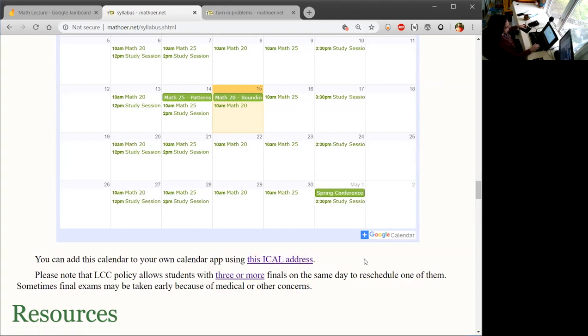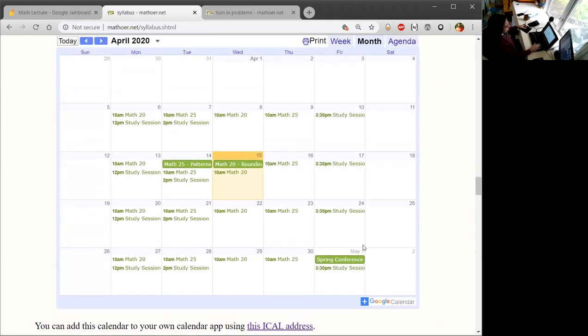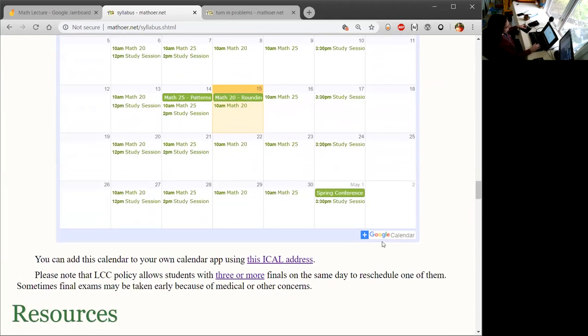So if the emails after class aren't enough to keep track of what's due, look at the calendar. If looking at it on the web page isn't handy, then you can add it to your own calendar somehow. I can test this with Google, since I use a Google Calendar, but I don't have a Mac or some other thing to test that one with.